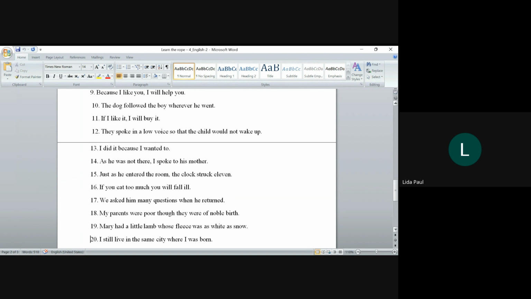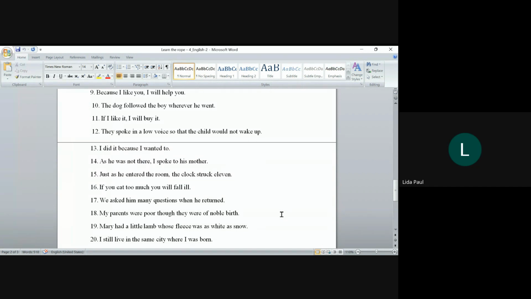Okay. 18th. My parents were poor, though they were of noble birth. Yeah, the entire part, though they were of noble birth. Okay. Now, what is this? What kind of region? It is showing the region. Yes, correct. So adverbial clause, right?